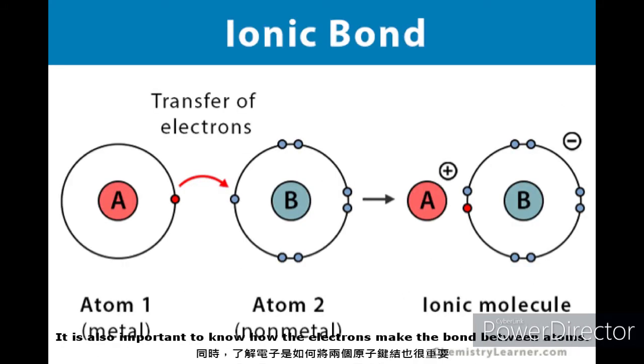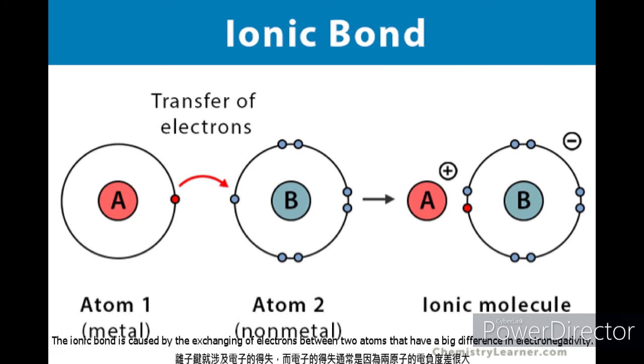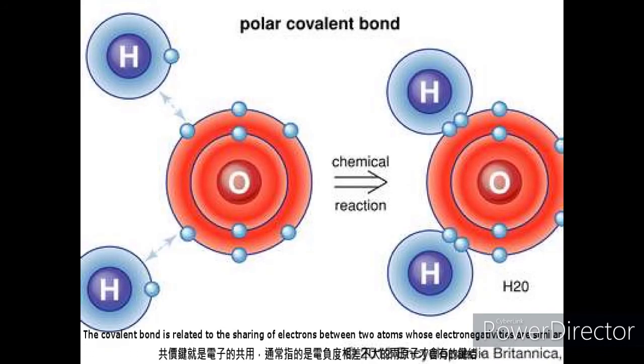It is also important to know how the electrons make the bond between atoms. The ionic bond is caused by the exchanging of electrons between two atoms that have a big difference in electronegativity. The covalent bond is related to the sharing of electrons between two atoms whose electronegativities are similar.